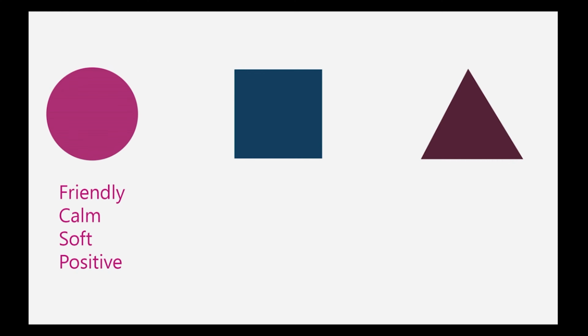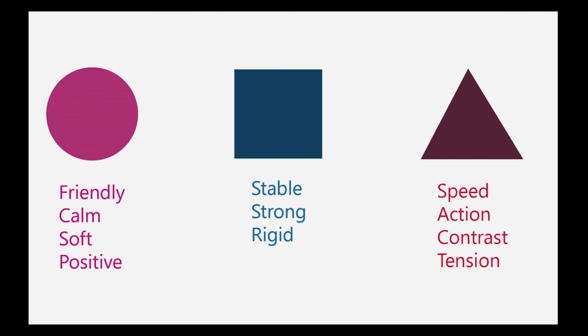The circle is friendly, calm, soft, and positive. The square is stable, strong, and rigid. And the triangle conveys speed, action, contrast, tension, and sometimes danger. Now, these are all general and somewhat subjective, but I think most people would be able to see the visual differences and the feeling that they give to the viewer.